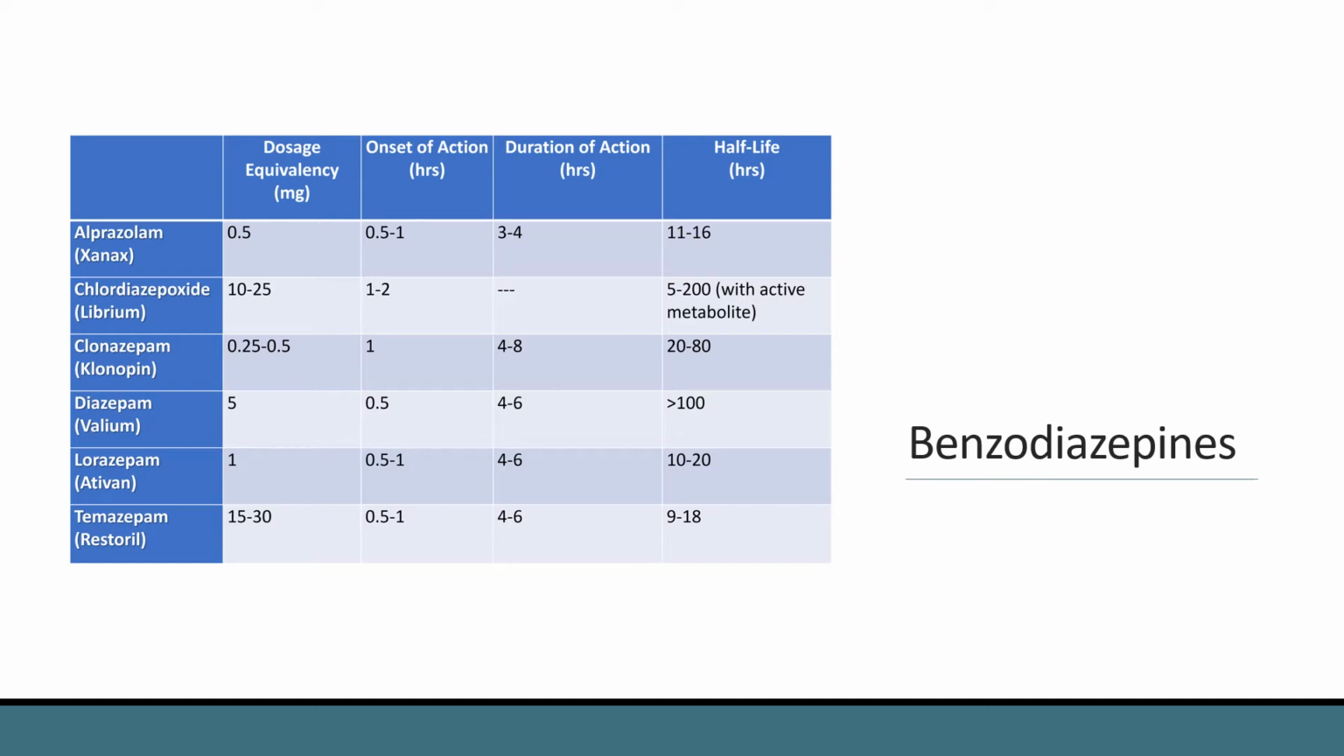Librium, or chlordiazepoxide, is a very long-acting medication. This is why we use it. We use it for mainly alcohol withdrawal, because you can basically load somebody up on Librium and it'll just kind of taper itself.